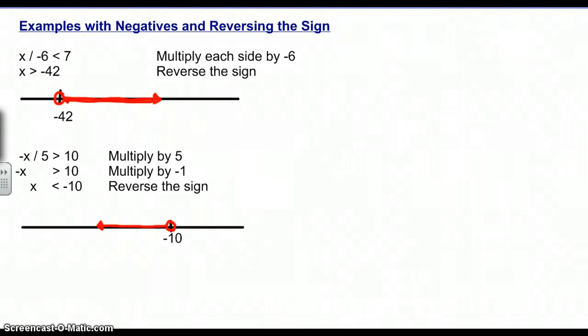Try a number that's greater than negative 42 in the original inequality and make sure it works so that you can check your answer. In the next one, you have the opposite of x divided by 5 is greater than 10. To solve this, you'd multiply by 5, so you get the opposite of x is greater than 10. But to solve for x, you need to multiply by negative 1. When you multiply by a negative number, you have to reverse the sign. So x is less than negative 10. Again, you're going to draw an open circle on negative 10 and draw the arrow to the left since it's a less than sign.